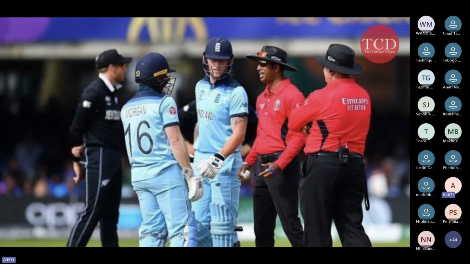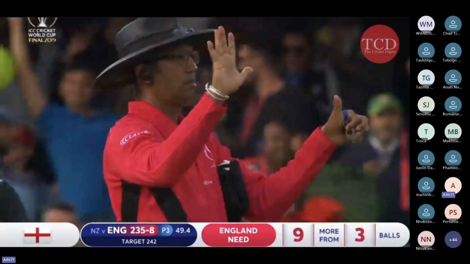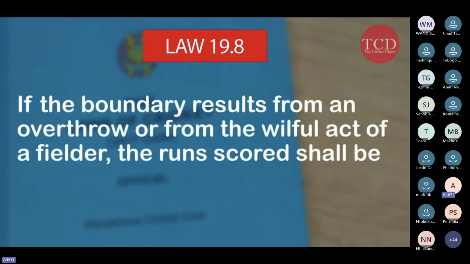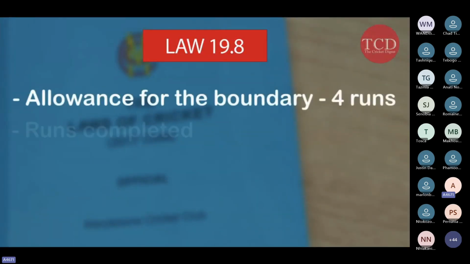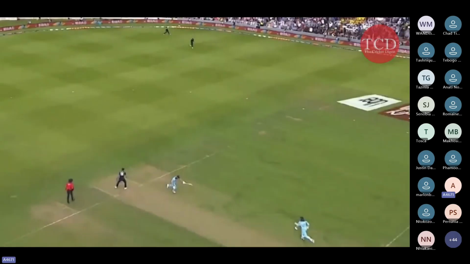But there was a mistake committed by the umpires in this incident. They awarded 6 runs, whereas only 5 runs should have been awarded. According to Cricket Law 19.8, if the boundary results from an overthrow or from the willful act of a fielder, then the runs scored shall be allowance for the boundary, which is 4 runs in this case, and the runs completed by the batsman plus the run in progress if the batsman had already crossed at the instant of the throw. Ben Stokes and Adil Rashid had completed the first run, but they had not crossed for the second run at the instant of the throw.